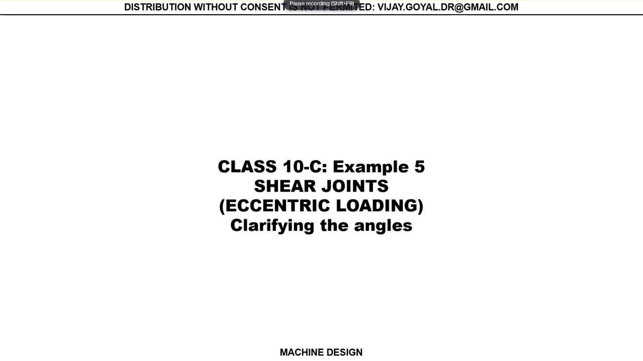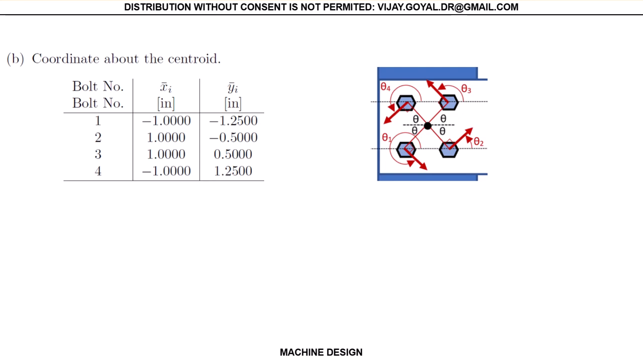The purpose of this video is to explain and clarify how to find the angles in example number 5. So in example number 5, we found the following angles, and what is very, very important for us to understand is that we are working about the centroid. Okay, everything here is based on the centroid.